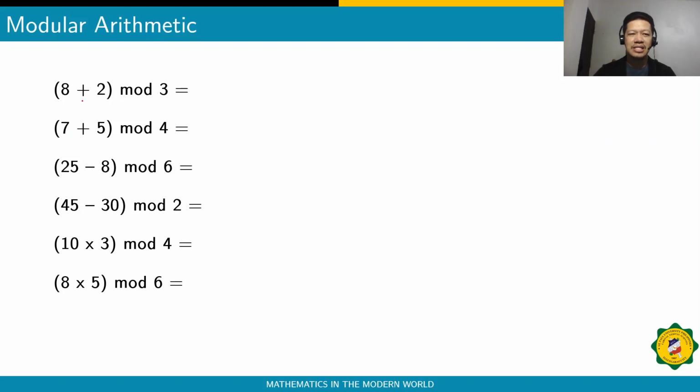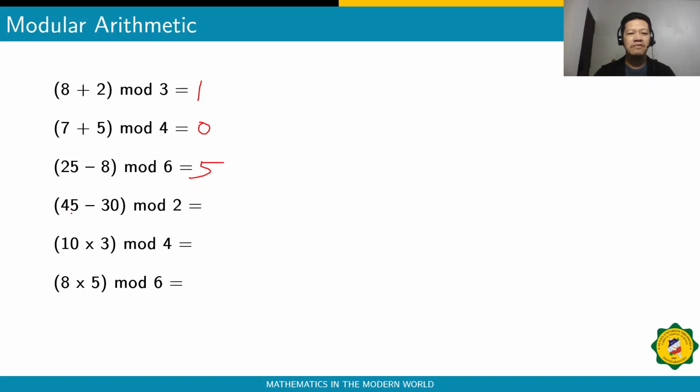Okay. So the sum is 10, and if you divide it by 3, the remainder will be 1, isn't it? Okay, how about this? If you add this, that gives you 12, and if you divide 12 by 4, the remainder is 0. And then you subtract 25 by 8, you get 17. You divide that by 6, so you have a remainder of 5. So the answer here is 5.